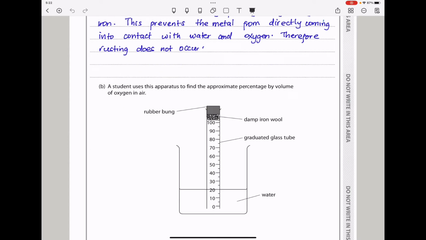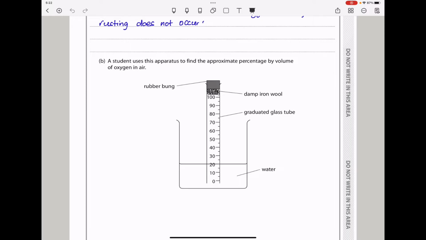In part B, a student uses this apparatus to find the approximate percentage by volume of oxygen in air. So the setup is as below. We can see a graduated glass tube. We see water. There is damp iron as well as a rubber band. So in here, there is going to be air contained, and therefore oxygen must be present as well.